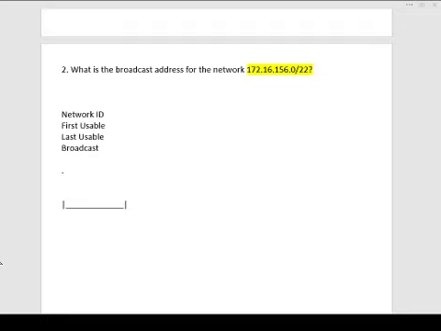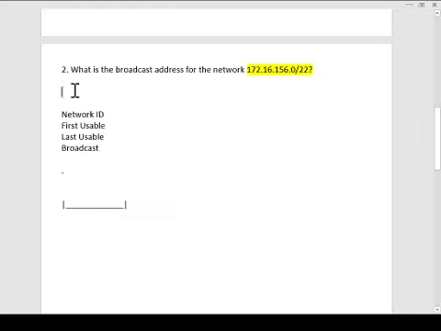What is the broadcast address for the network 172.16.156.0/22? Now, they already told you the network ID. That's that IP address, okay? This one's going to be a little bit quicker to figure out. Always good to pause the video right here, see if you can figure it out, then come back.